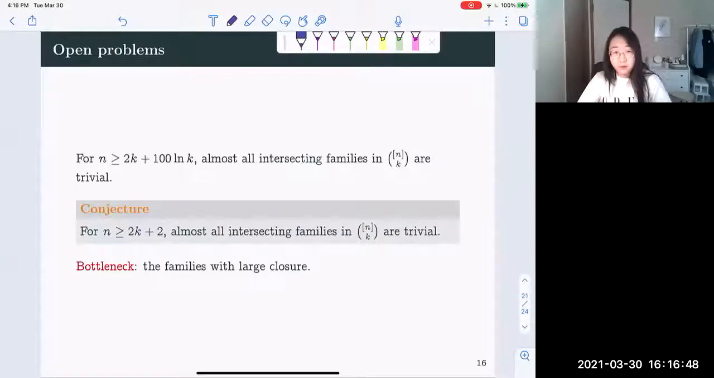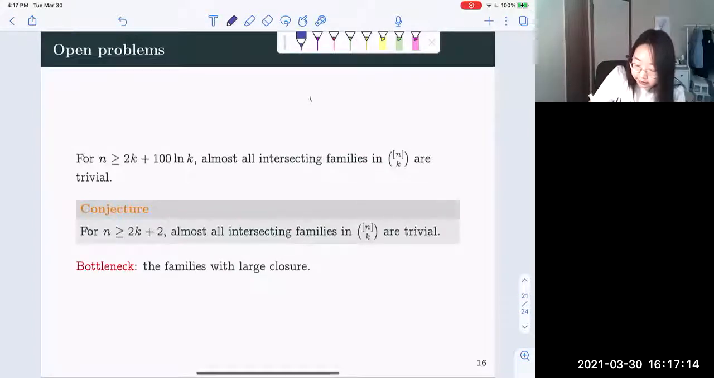So far we have proved that when n is at least 2k plus 100 log k, almost all the intersecting families are trivial, right? So the natural open question is what happened for smaller n? And we conjecture that when n is at least 2k plus 2, the same conclusion should work. And I can show the reason why we believe this should be the conjecture.